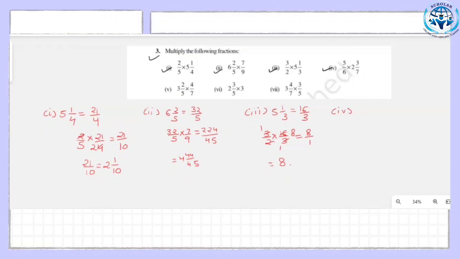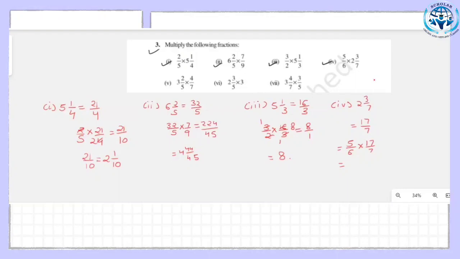Now 5 by 6 into 2 3 by 7. 2 3 by 7, 7 2s are 14, 14 plus 3 is 17, 17 by 7. Now 5 by 6 into 17 by 7. Numerator with the numerator, 17 5s are 85. 7 6s are 42. 85 by 42. In the mixed fraction, it is 2 1 by 42. 42 2s are 84, 84 plus 1 is 85.